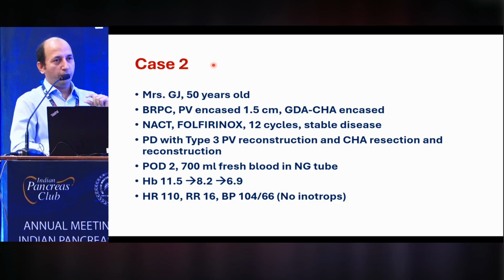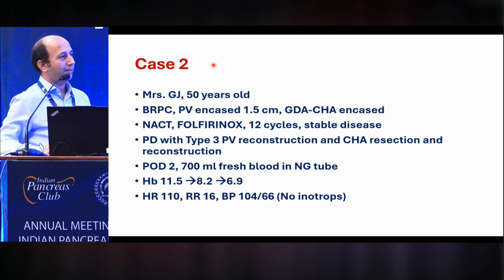Because the tumor was involved in the CHA, we had to do the resection and anastomosis of that portion also. On post-op day 1, the patient was extubated. But on post-op day 2, she suddenly had 700 ml of blood in the nasogastric tube. There is a fall in the hemoglobin. So, Dr. Ramesh sir, how will you approach this patient now?